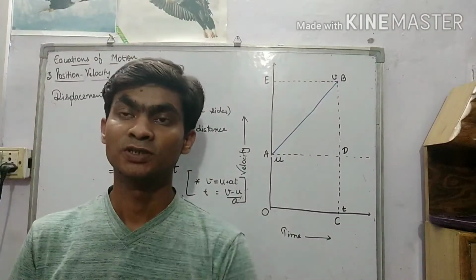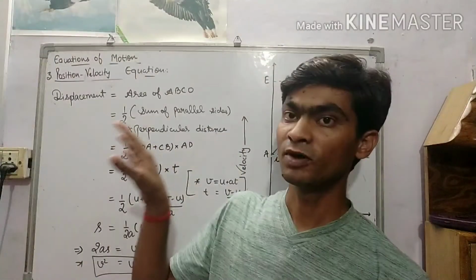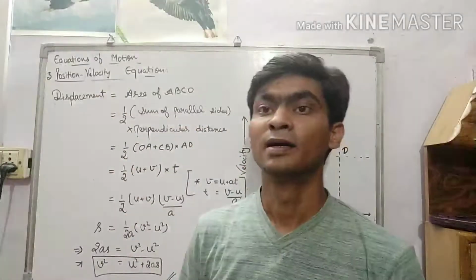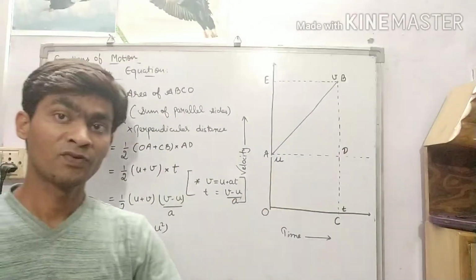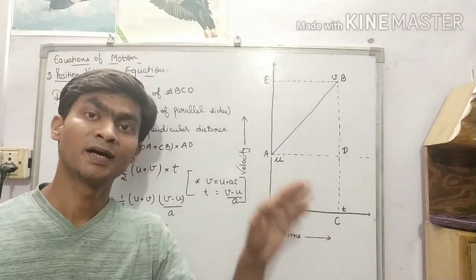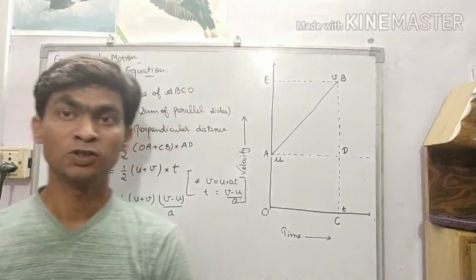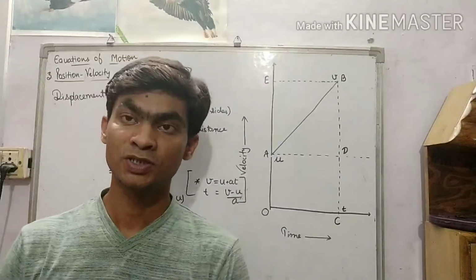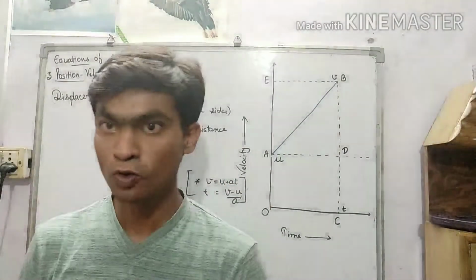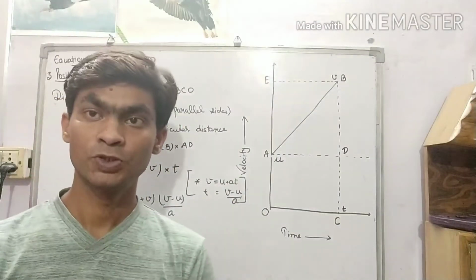So these were the three equations of motion. They were proved using the graph. Which graph? Velocity time graph. Which type of graph? It is showing the uniformly accelerated motion. So that's all for proving the equations of motion. Next we will go for the questions based on these equations of motion.